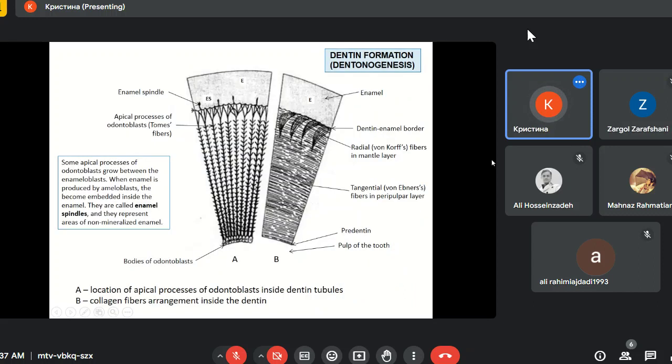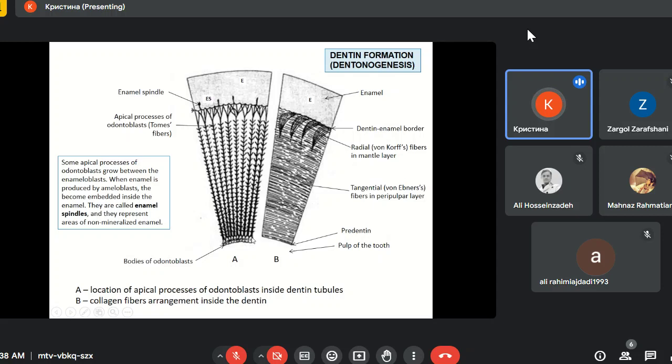So as a result, we will have the dentin, which includes the mantle layer with the radial von Korff's fibers, the peripulpar layer with the tangential or von Ebner's fibers, and predentin, a very small area of non-mineralized dentin, most closely to the cell bodies of the odontoblasts.